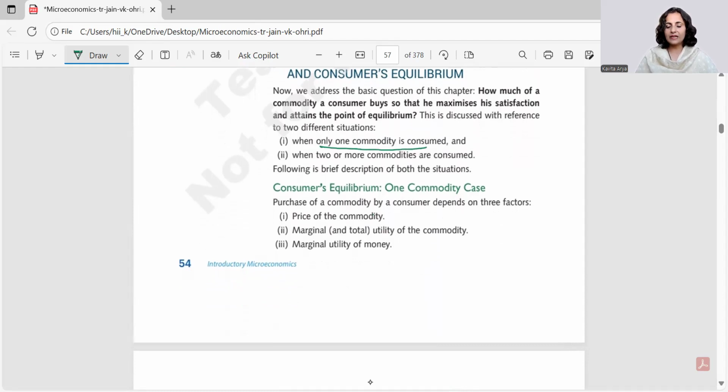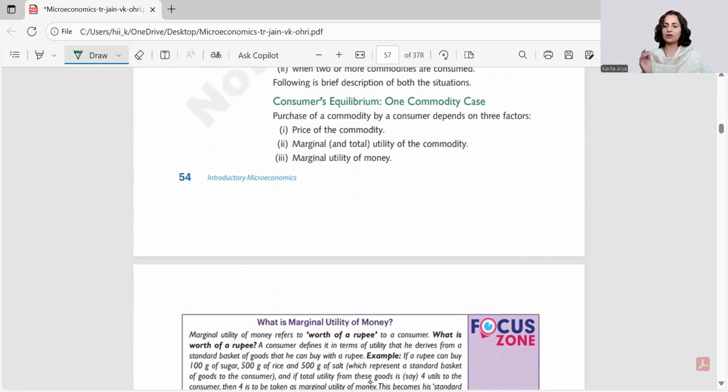So today's topic in hand is one commodity case. And when we say one commodity case, what comes to our mind? If I'm to buy something, what all do I have to note? What is the price of the commodity? What is the marginal utility of the commodity, meaning what satisfaction do I get from the purchase of that commodity, and the worth of money for me.